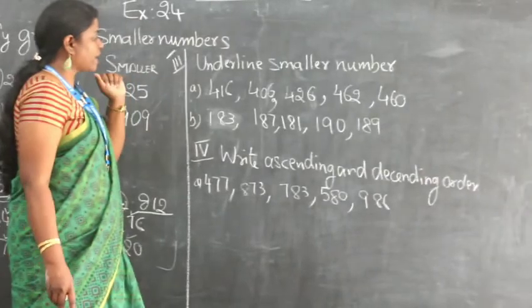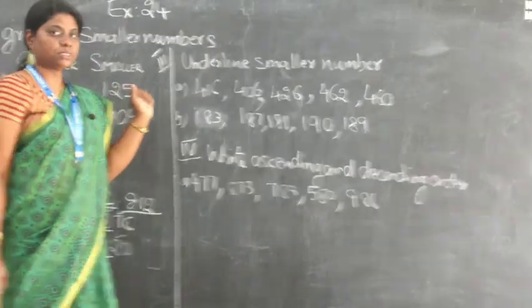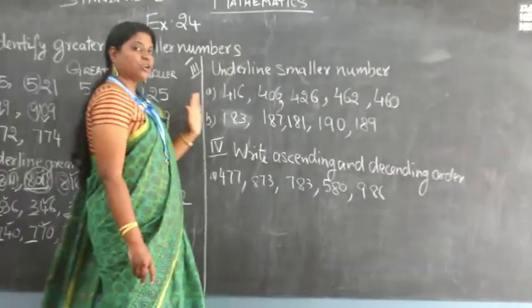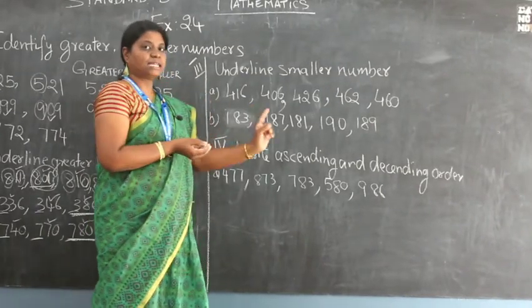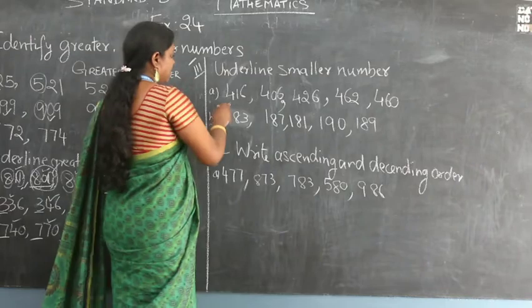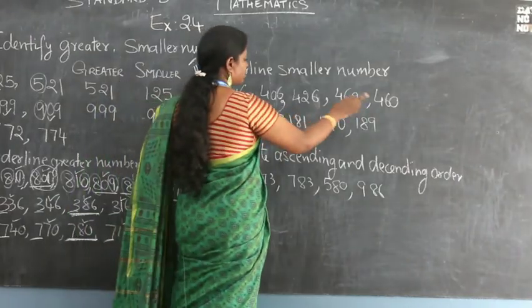Third exercise, third question. In the third question you have to find out the smaller number. Here also you have to do the same thing. What do you have to do? You have to check if everything has the same number of digits. So all of these have 3 digits only.